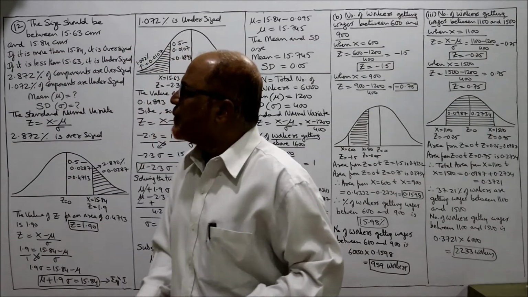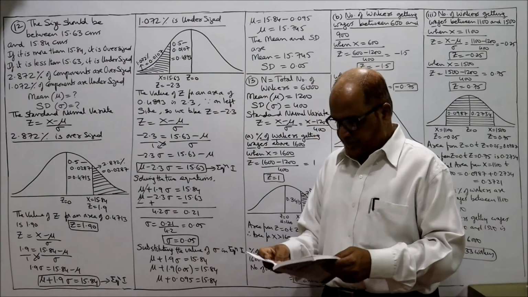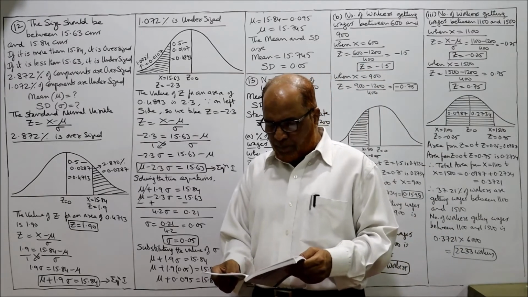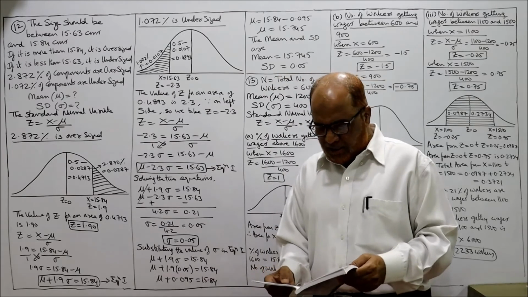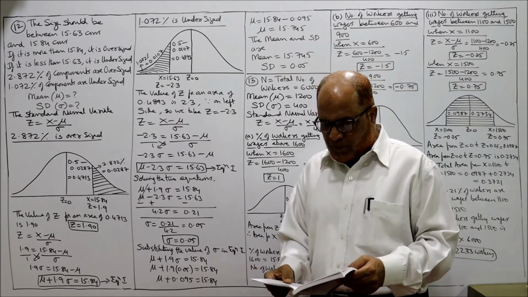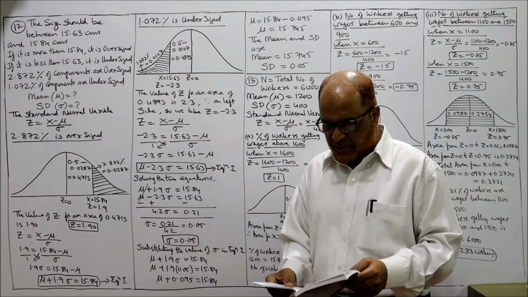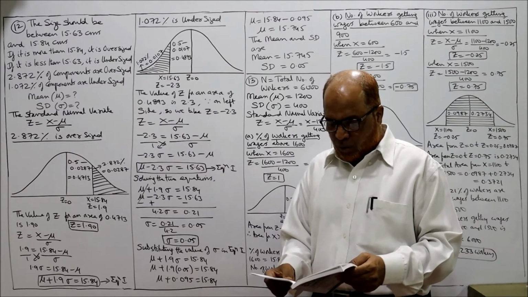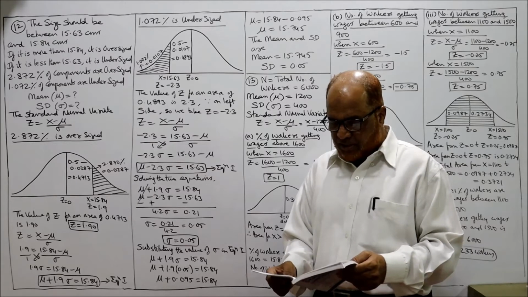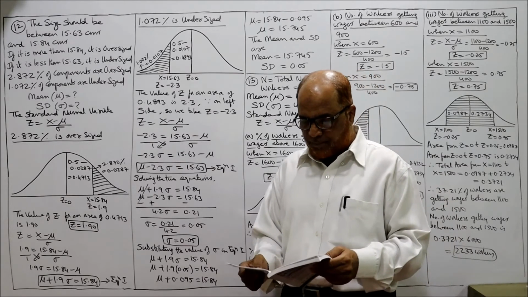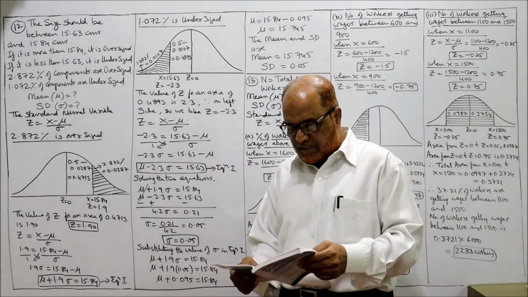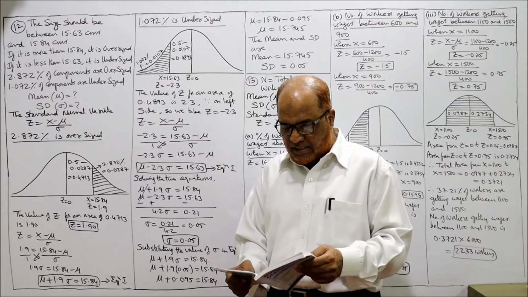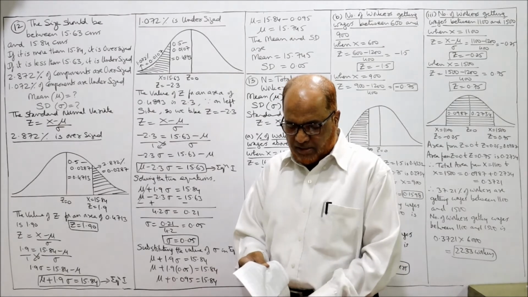Now we'll start the next problem, that is problem number 12. The sizes of components produced by a machine are normally distributed. It is required that the size should lie between 15.63 centimeter and 15.84 centimeter, and it is found that 2.872% of production is rejected for being oversized and 1.072% of the production is rejected for being undersized. Find the mean and standard deviation of the distribution of component sizes.